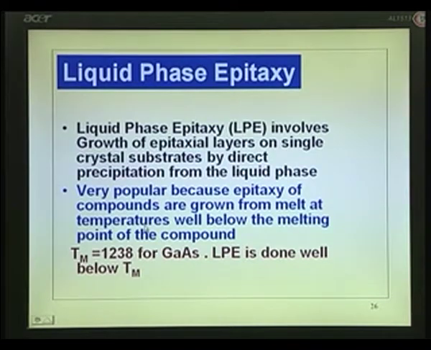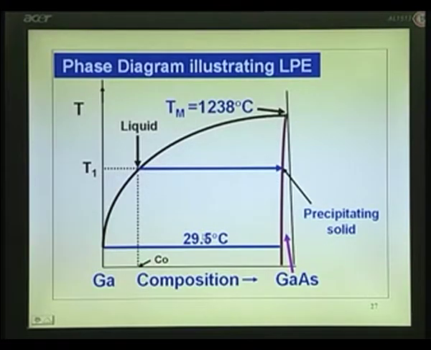Very popular for gallium arsenide light emitting diodes etc., because epitaxy of compounds are grown from the melt at temperatures well below the melting point of the compound. That statement will be clear from this diagram. Okay? Look at this diagram. I hope you are able to recognize that.